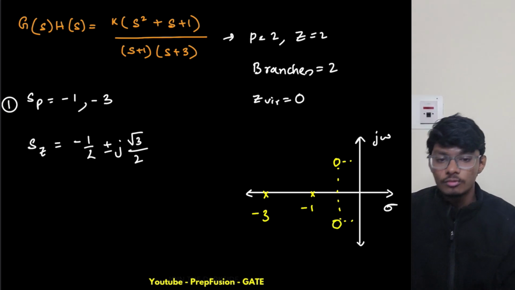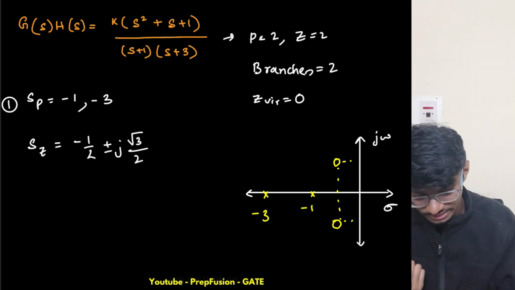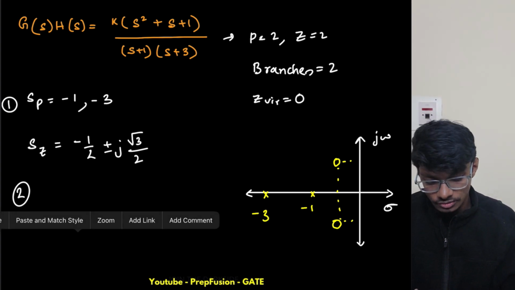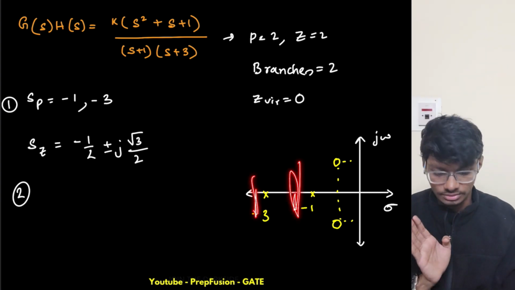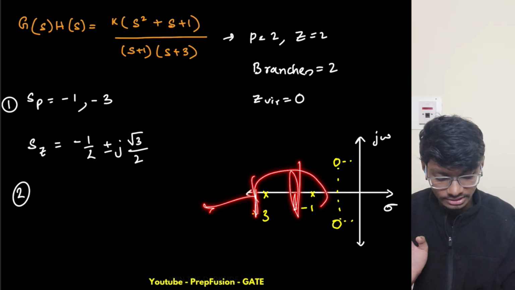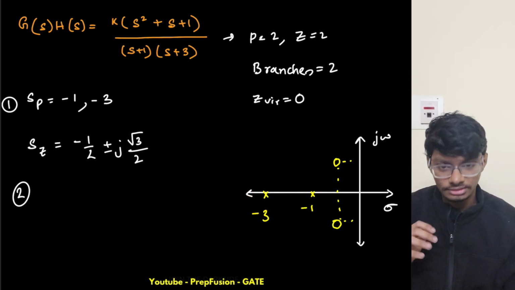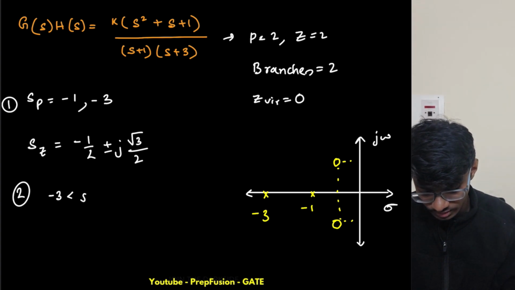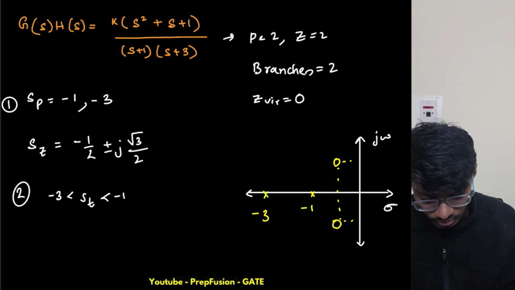Now what is happening? The next step is identifying the test point on the real axis. Here I have an odd number of poles and zeros to the right, and here I have even, so here it can't lie. In this range it will lie. I'm going fast, so you have to understand. So this is -3, and S test will lie between -3 and -1. And I will have two branches.